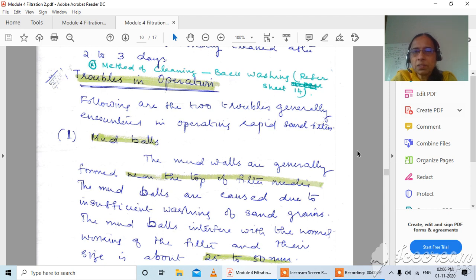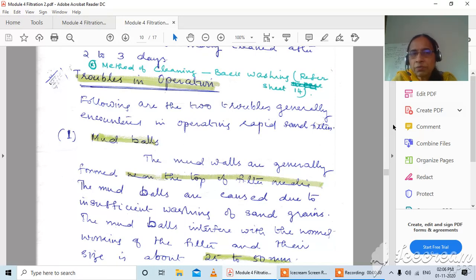Coming back to the session, in the earlier classes we have learned how to design the rapid sand filter, what its working principles are, and how it is backwashed, etc. Now before we move to the next type of filter, we want to discuss a little bit of the troubles which we face in rapid sand filter operations.